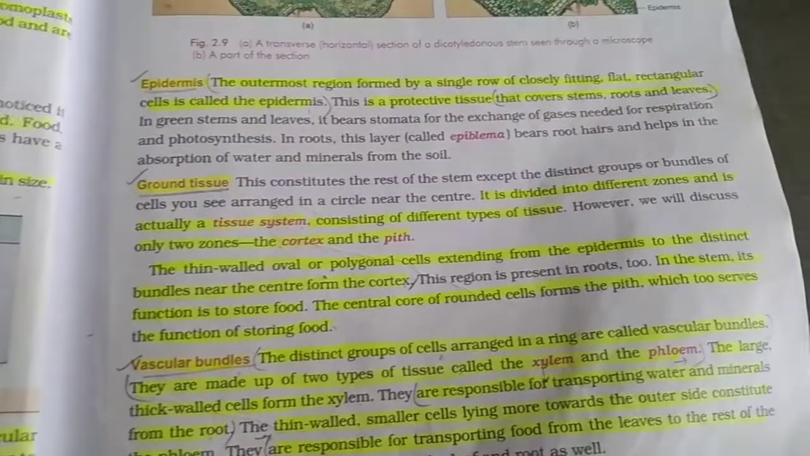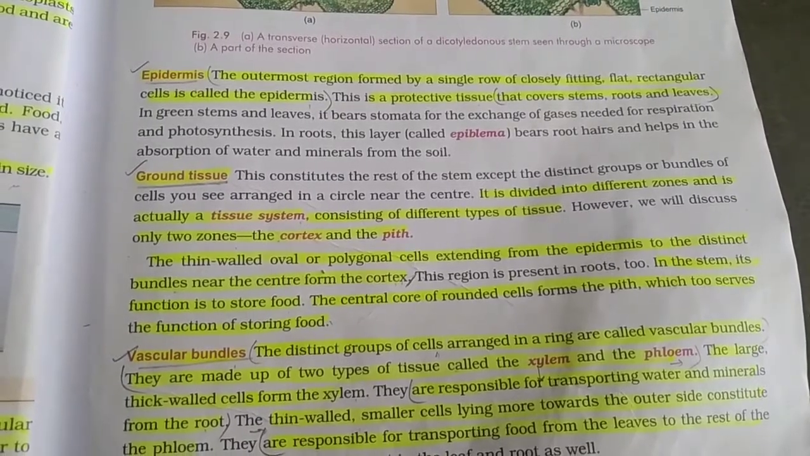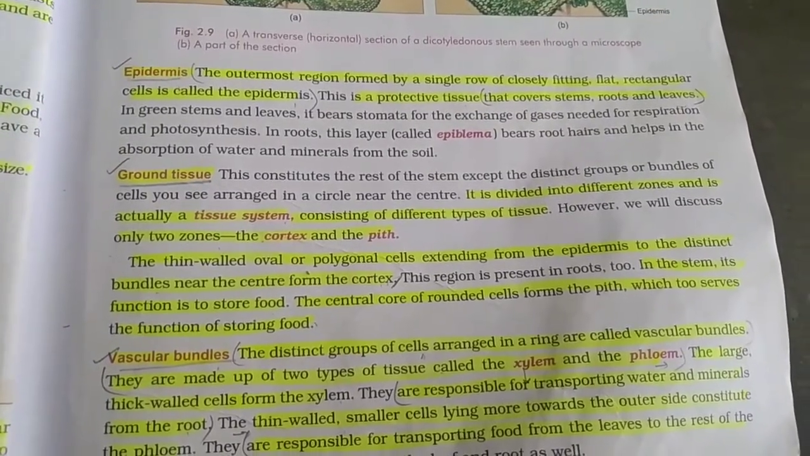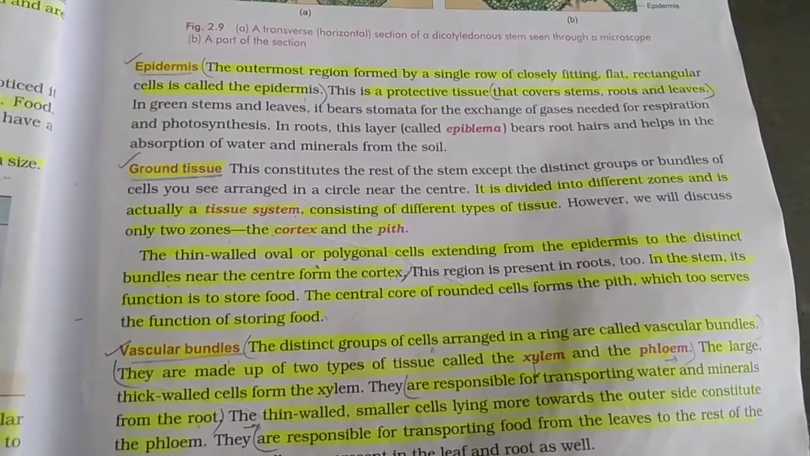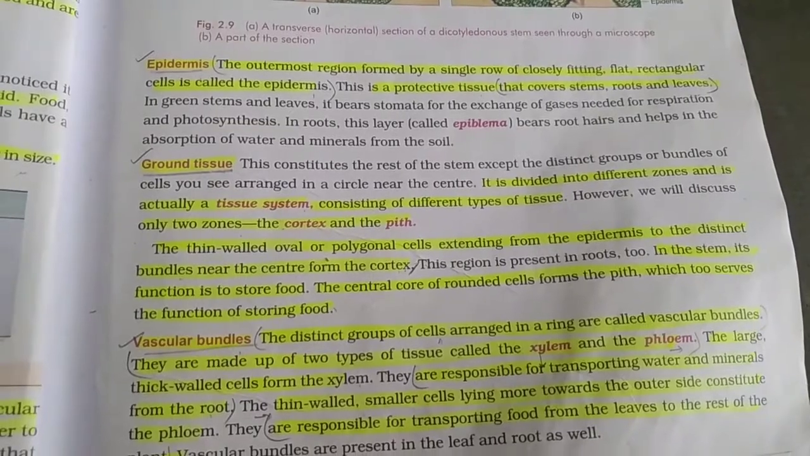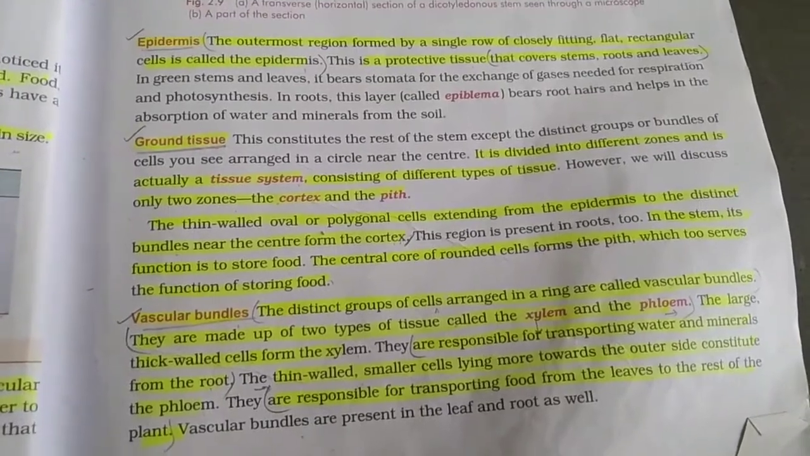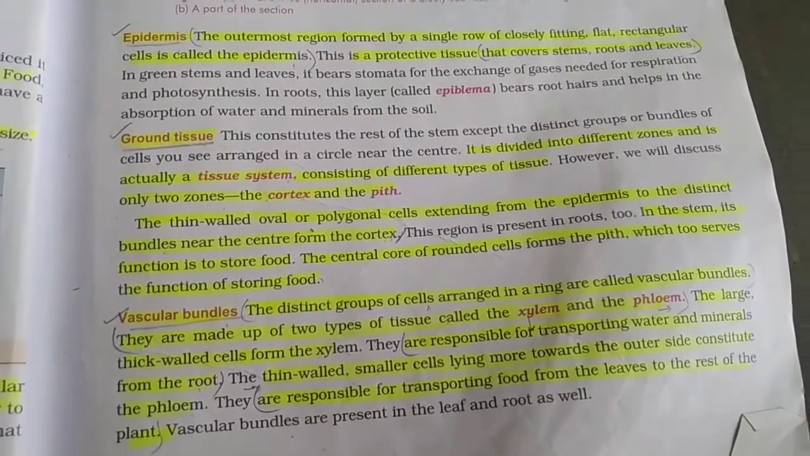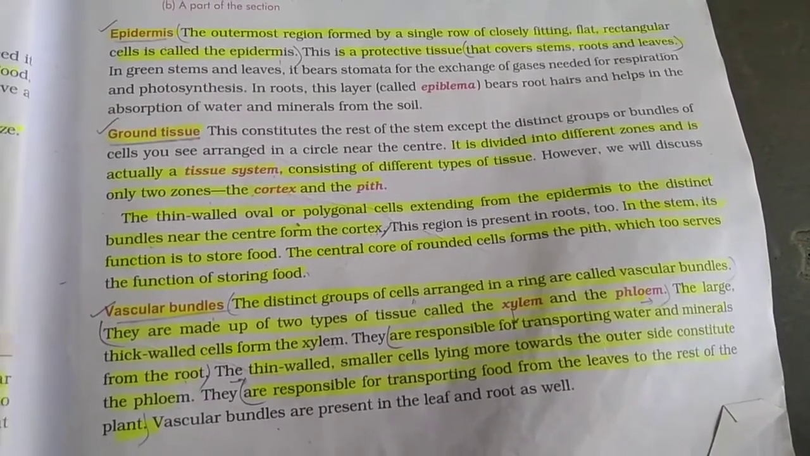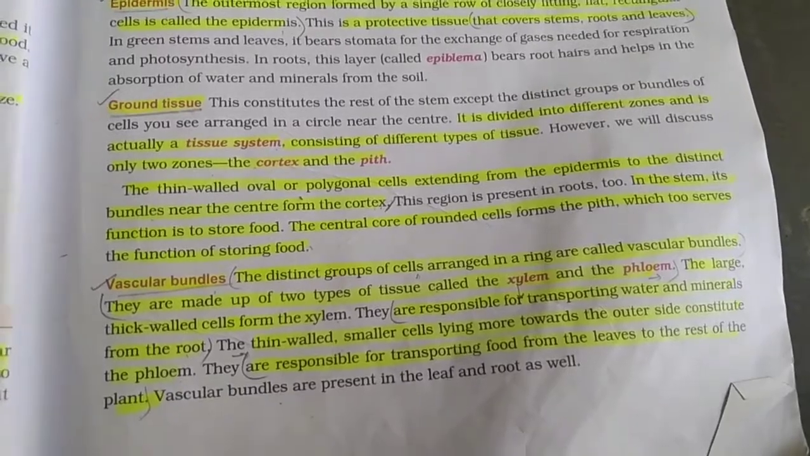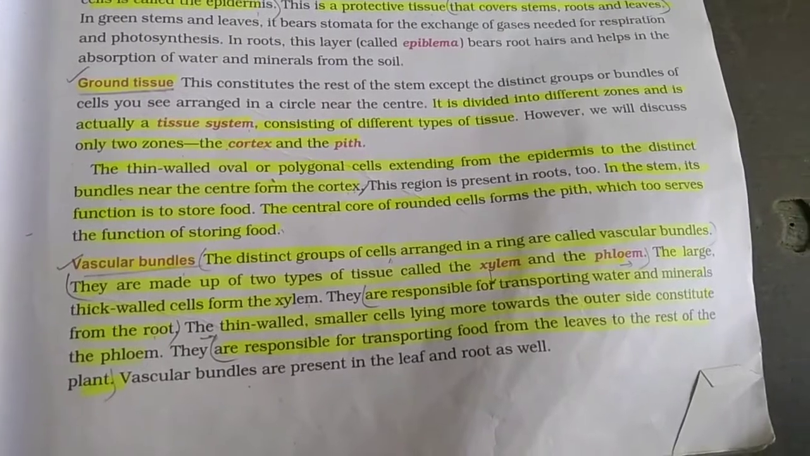Now, next is ground tissue. This constitutes the rest of the stem except the distinct groups or bundles of cells we can see arranged in a circle near the center. It is divided into different zones and is actually a tissue system consisting of different types of tissue. We discuss only two zones, the cortex and the pith. The thin-walled oval or polygonal cells extending from the epidermis to the distinct bundles near the center form the cortex. This region is present also in the root, but in the stem, its function is to store food.